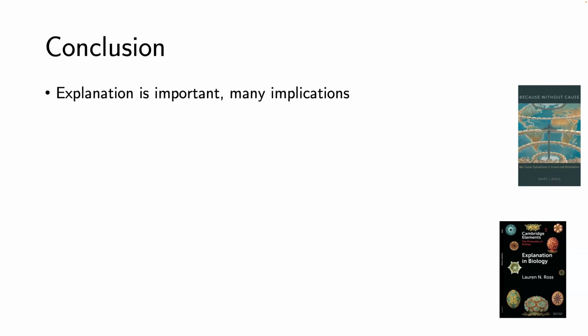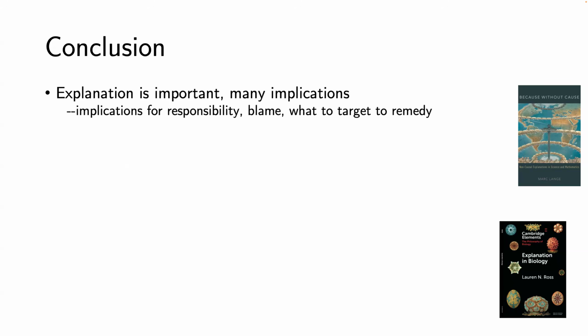In conclusion, explanation is something that we should view as very important, right? If we want to capture successful explanations in science, there's a lot riding on doing this well. Whether we say something is a good or a bad explanation has many implications, right? You can think of explanations for disease outcomes. If you specify the causes that explain a disease outcome, part of what you say is that those explanatory causes are responsible for the disease, they're to blame for the disease, and that's what you need to target with resources or with medical interventions to remedy things.